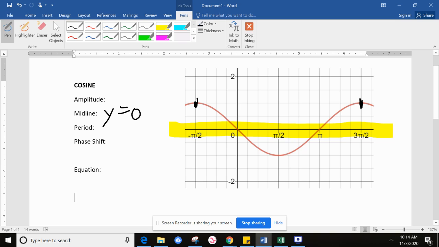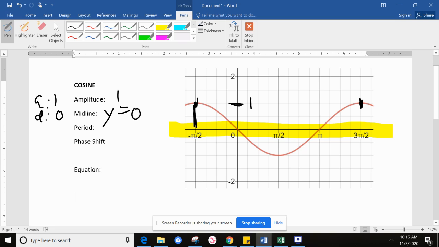So let's see, what about the period? Let's skip that right now and go back to the amplitude. It looks like it's just one unit. Here's 1 on the axis. So amplitude is 1. Everything's good. So A is 1 so far. D is going to be 0. So what is the period?